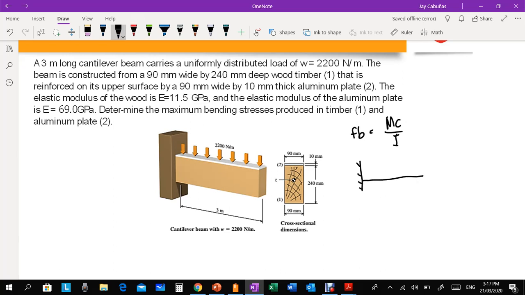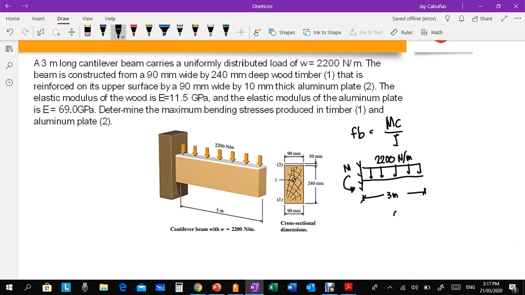Cantilever beam na siya. So, we have, pila ang load? Load is 2,200 Newton meter. And the length is what? 3 meters. Okay, what is now the moment? So, moment, it is just, diba dali? Kani siyang moment, ang atong maximum.